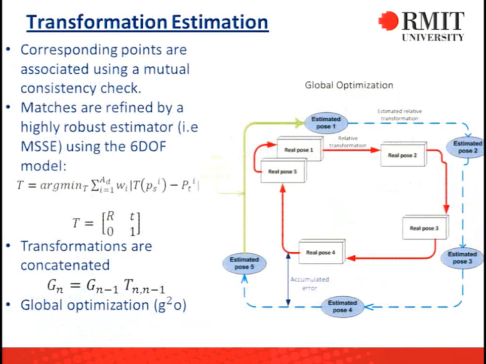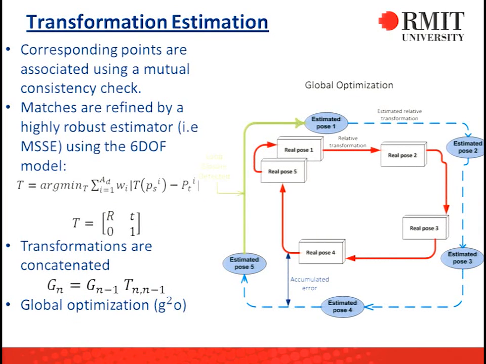We then match those features that we just obtained with the ones extracted from the previous frame using their assigned 3D descriptors and a mutual consistency check. Those matches are then refined, since sometimes they contain some outliers. So we refine them using, again, the MSSE and the 6 degree of freedom transformation model. The relative transformations are concatenated up to the current time frame in order to obtain the current global pose.